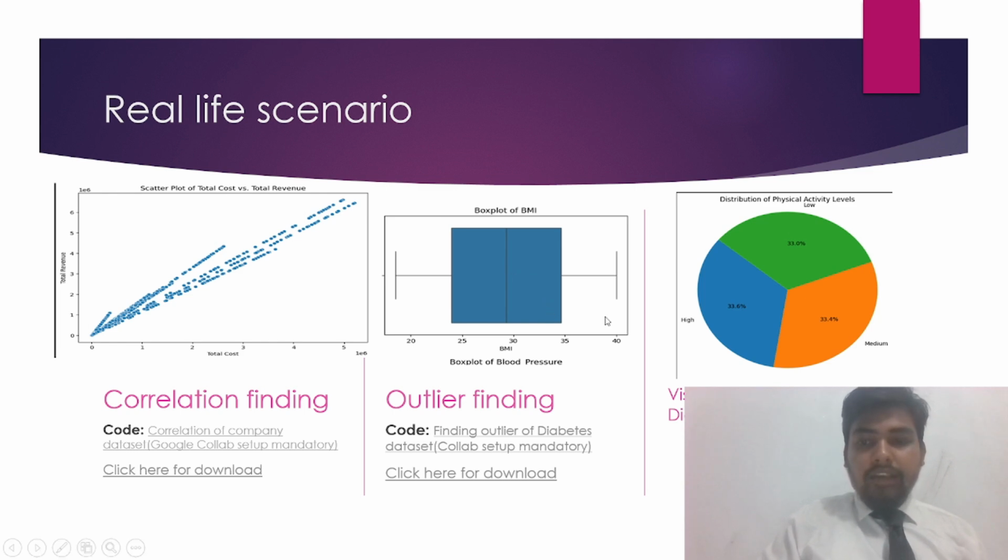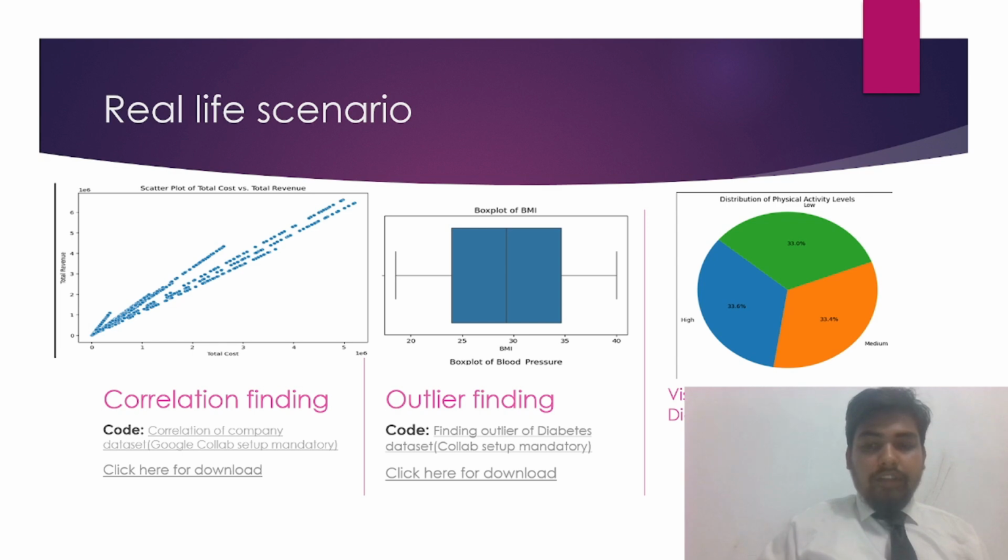And similarly for visualization of the activity level dataset, on the right we will see a pie chart representing the distribution of physical activity level categorized into low, medium, and high. High is 33.6%, low is 33.0%, and medium is 33.4%. This visualization gives a clear picture of how physical activity is distributed among individuals in the dataset.